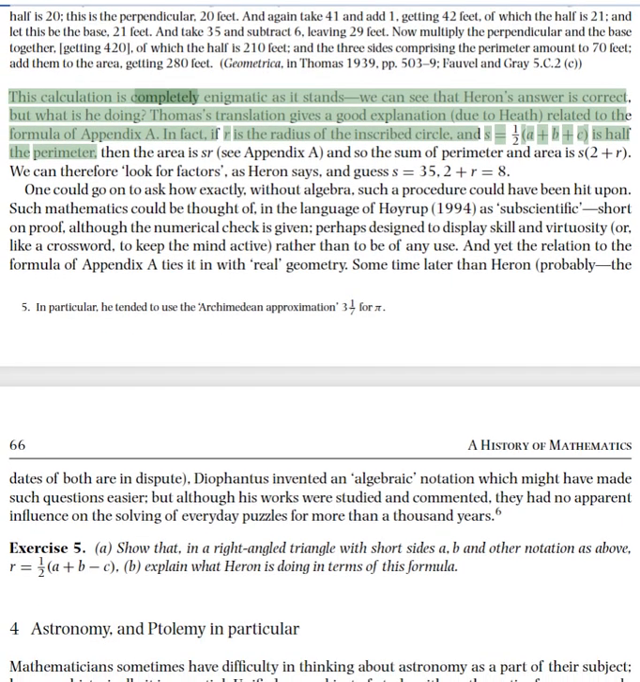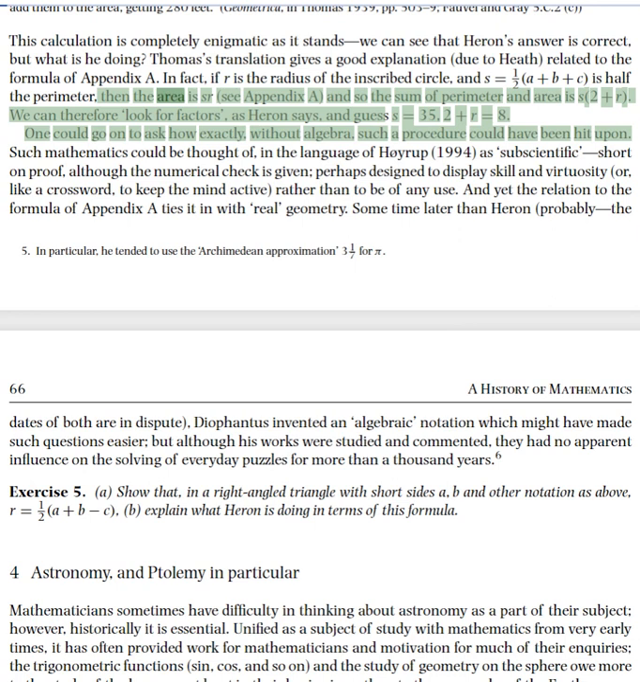This calculation is completely enigmatic as it stands. We can see that Heron's answer is correct, but what is he doing? Thomas's translation gives a good explanation related to the formula of Appendix A. In fact, if r is the radius of the inscribed circle, and s is half the perimeter, then the area is sr, and so the sum of perimeter and area is s(2 plus r). We can therefore look for factors, as Heron says, and guess s equals 35, 2 plus r equals 8.